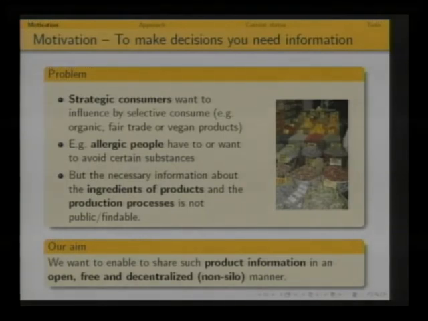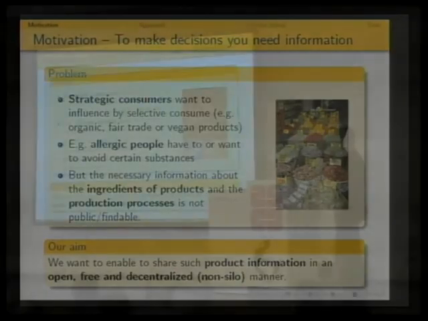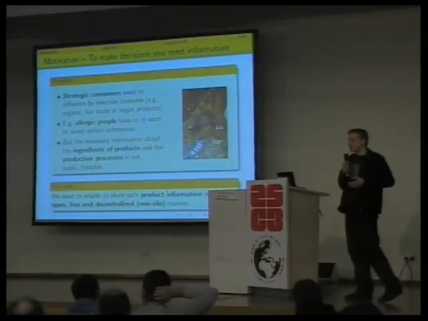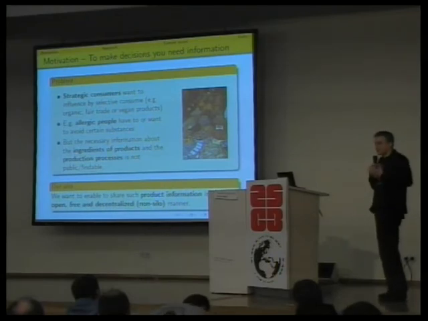And to consume selectively, you need the ingredients, you need to know how the stuff is produced. And our aim is basically to make it possible for people to share this information, to make this available in an open, free, and decentralized, so non-silo way.